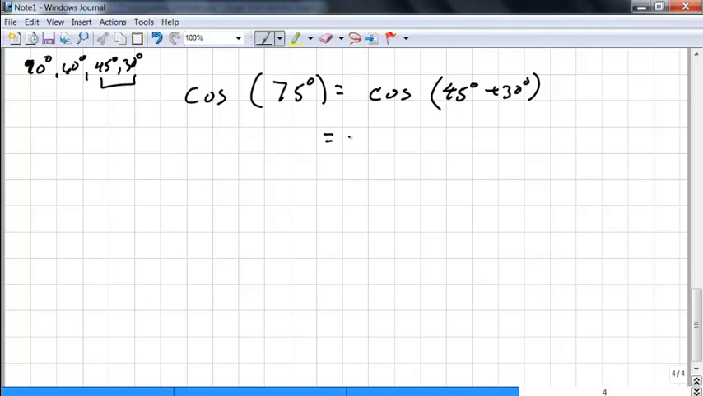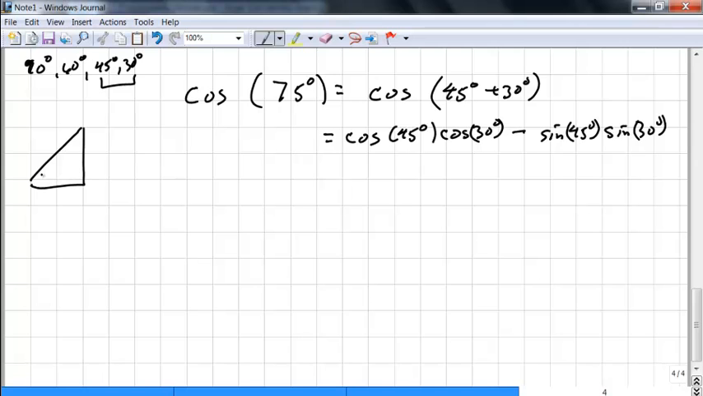And now I can use my identity that we just proved. Cosine of 45 degrees times cosine of 30 degrees minus sine of 45 degrees sine of 30 degrees. Again, I'm going to use my same special triangles. 45 degrees here is 1, 1, and square root 2. So cosine 45 degrees is 1 over square root of 2, or square root of 2 over 2, as we've already seen. Sine is also square root of 2 over 2 if it's 45 degrees for the input.